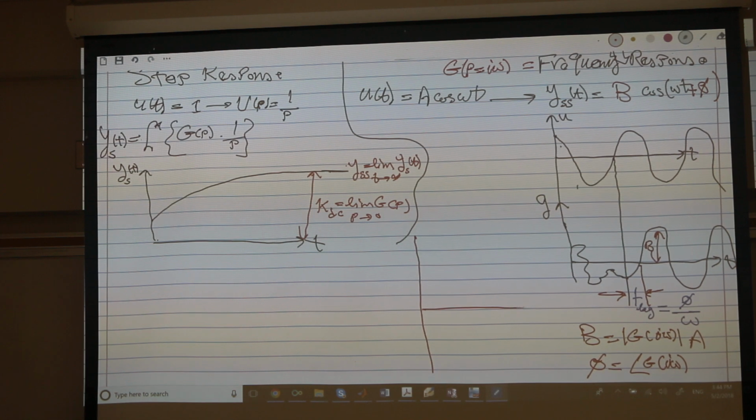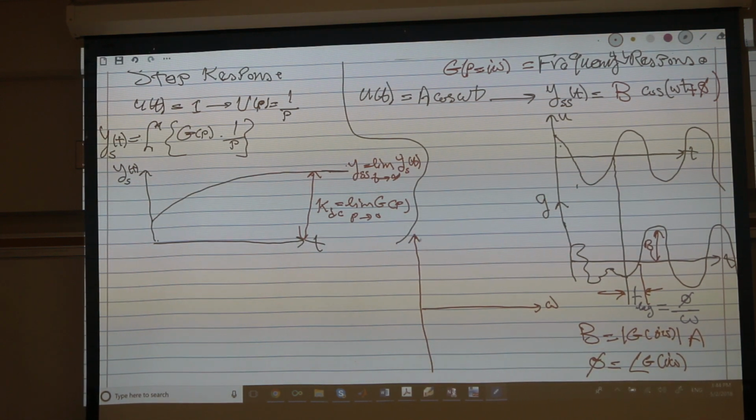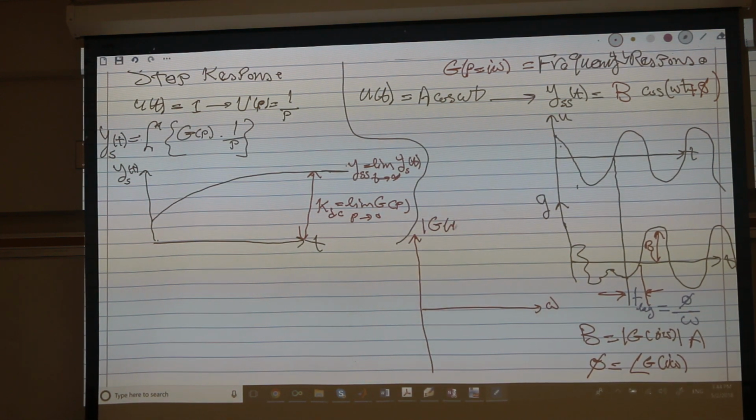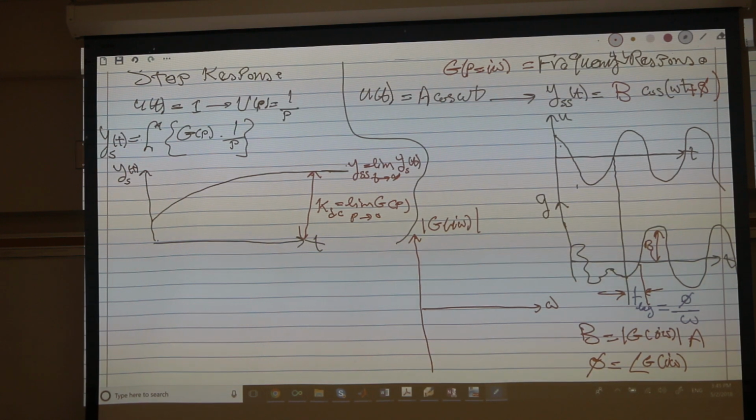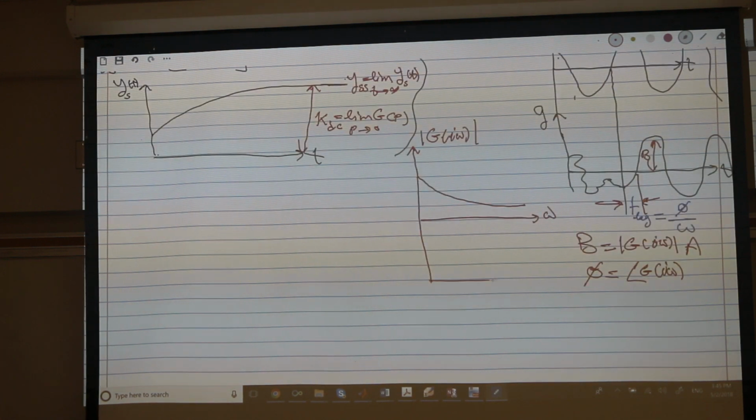So this is frequency, this is the magnitude of it. Typically it's something like this. And the phase typically is something like that. This is the phase. Fine.